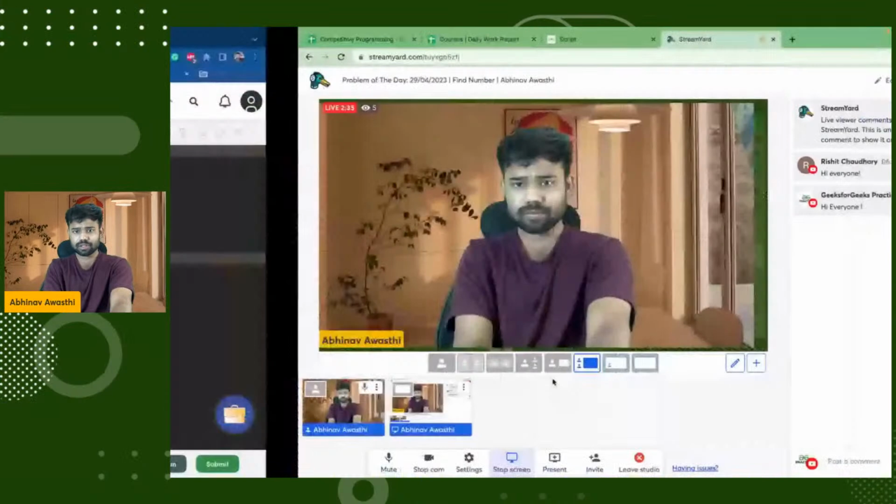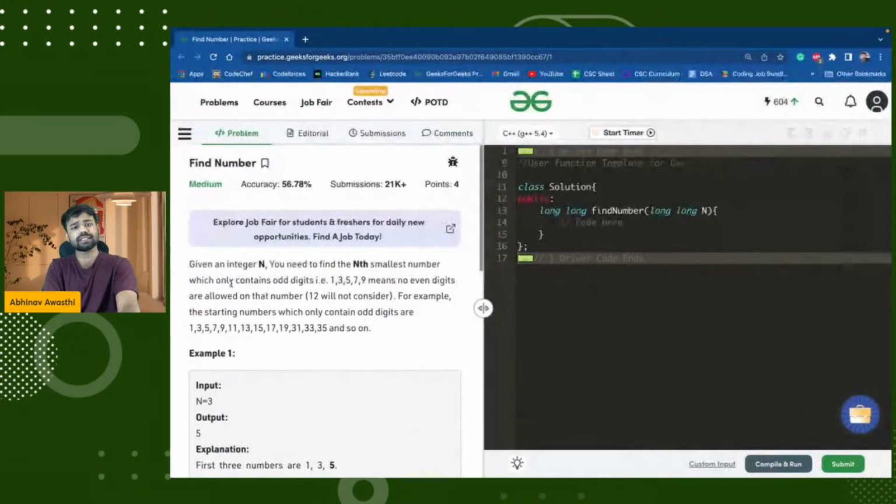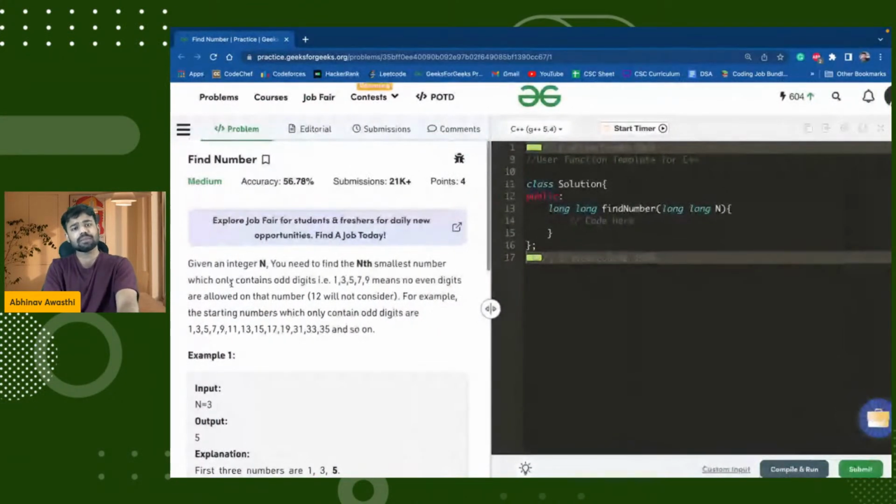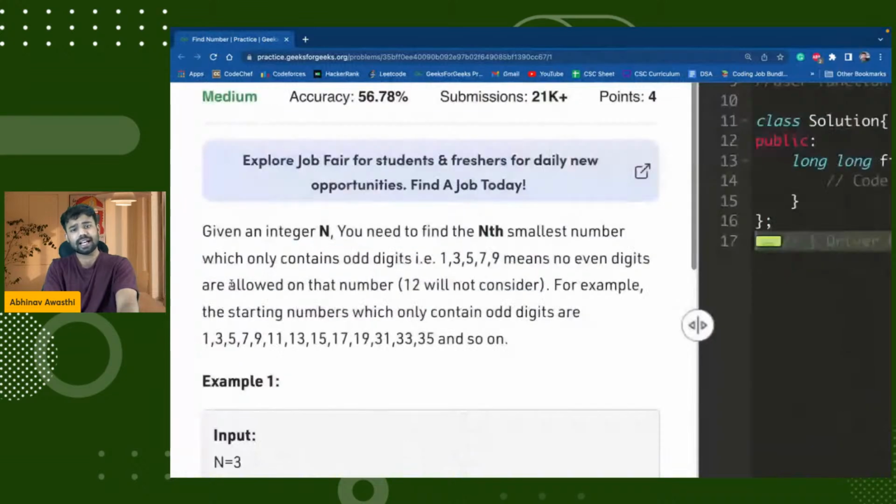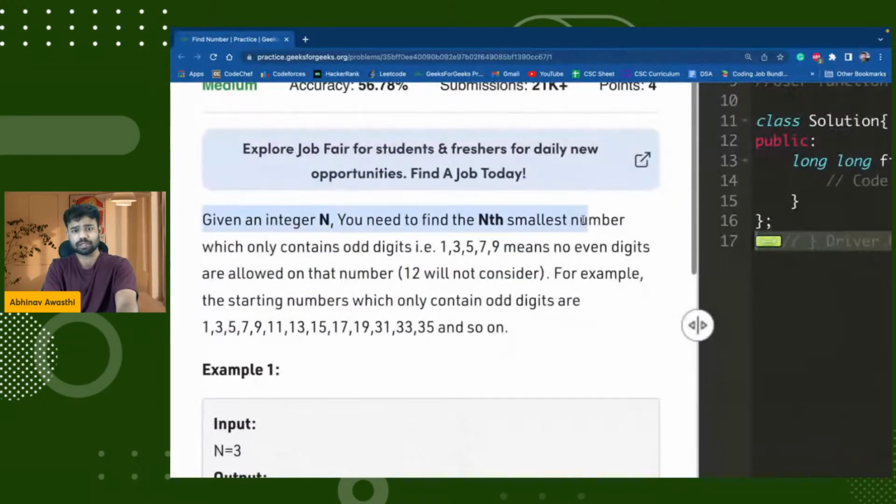Okay, great, guys. The problem for today is find number. Let me first share the screen and share the problem with you. Great. So guys, the problem says find number. Given a number n, you need to find the nth smallest number which only contains odd digits.